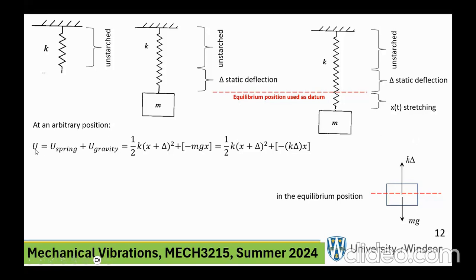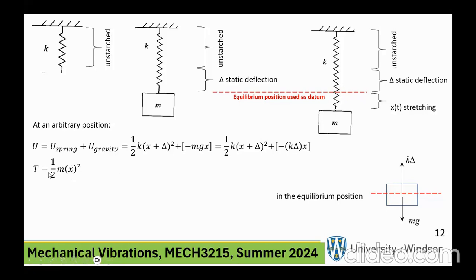Total potential energy consists of two parts, as you can see, and we already mentioned that. One is due to the total stretching of the spring, and then there is potential energy due to gravity, but because this position went down below the datum, it's a negative sign. So there is the expression for potential energy at an arbitrary position. And obviously the kinetic energy at the equilibrium position was zero; that was the equilibrium. There was no velocity.